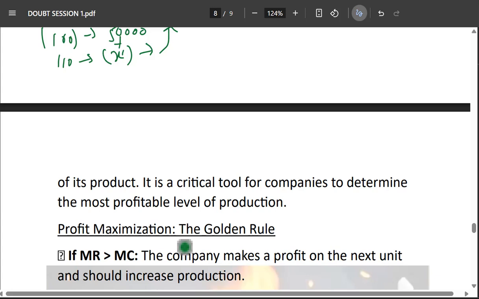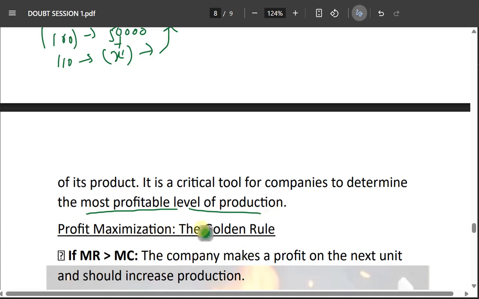This is critical. Why is it important? Companies will determine the most profitable level of production. So for this level of production, am I getting the maximum profit? The company will work this out. So that is why these things are important.